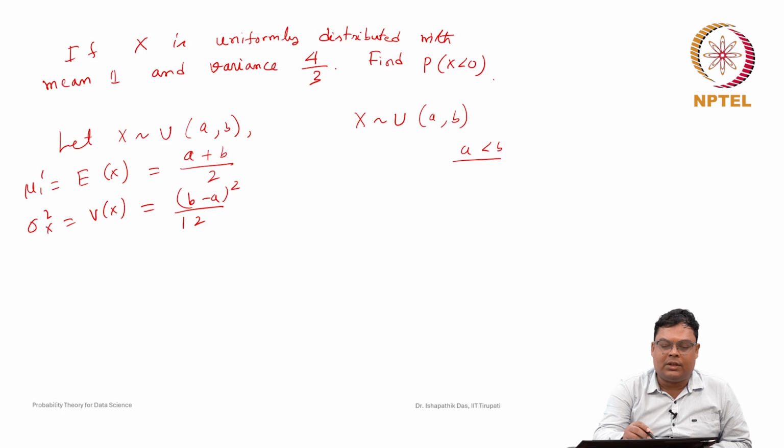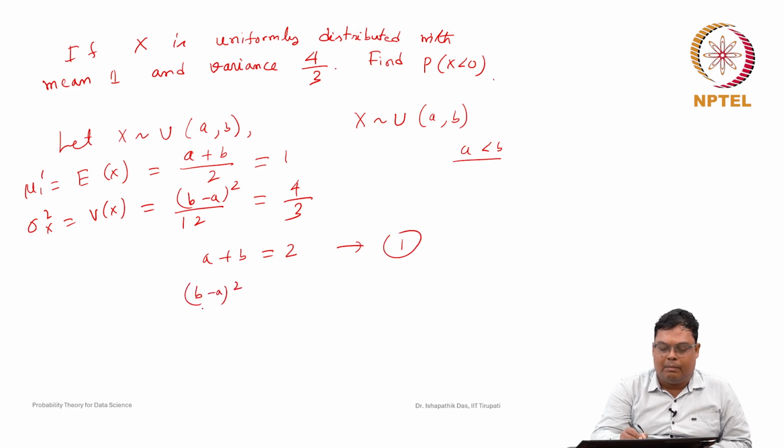Now, according to this problem, x is uniformly distributed with mean 1 and variance 4 by 3. So, two equations, two unknowns. We get a plus b is equal to 2, this is one equation. Another is b minus a whole square by 12 is equal to 4 by 3, so b minus a whole square is 4 into 12 by 3, which is 16.